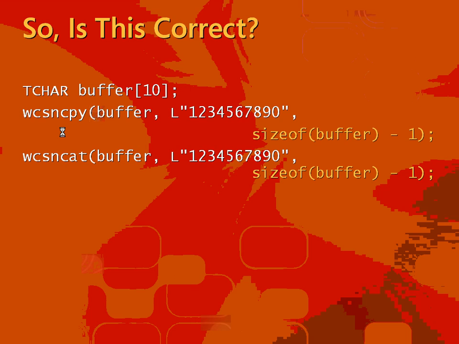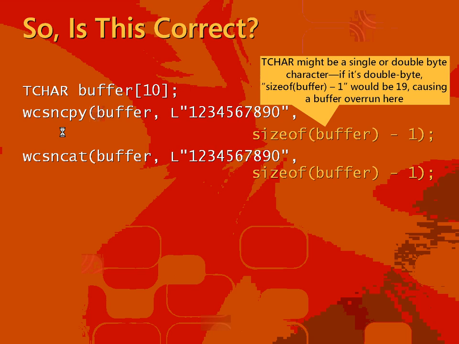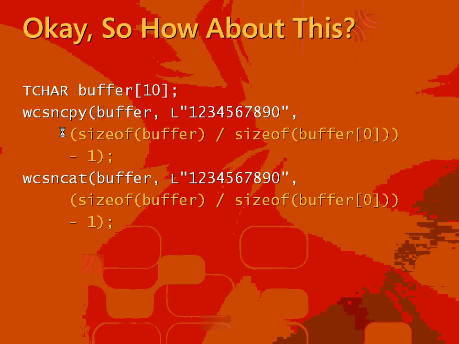So we'll change that to say that we want to just use the size of the buffer minus 1. This way we can save some space. Now some people might argue that we want to put 9 in there, but there's actually a reason that wouldn't work as well: TCHAR might be a single or double byte character depending on whether or not Unicode is defined. If it's a double byte character, then size of buffer minus 1 would be 19, causing a buffer overrun. So we would want to put in explicitly something to account for the size there. If we take the size of the buffer and divide it by the size of the first element in the buffer and subtract 1 from that, then we have safer code when it comes to dealing with the copy.